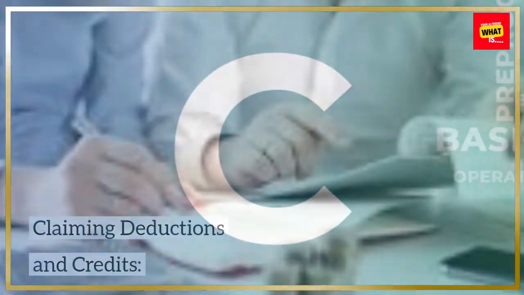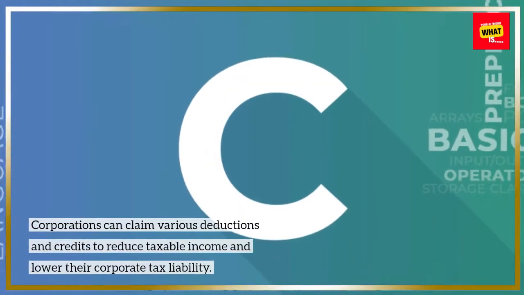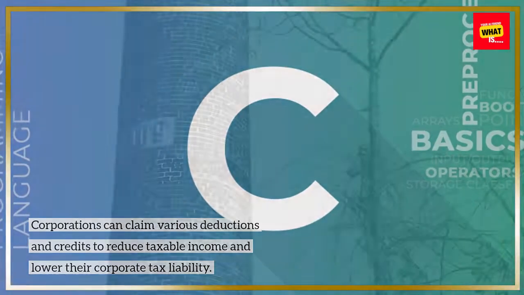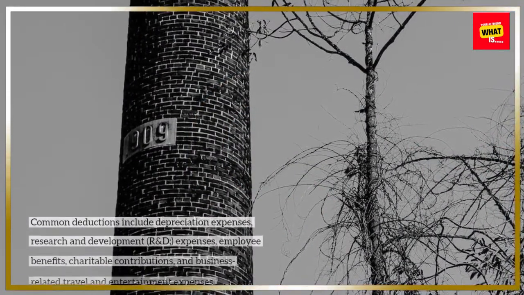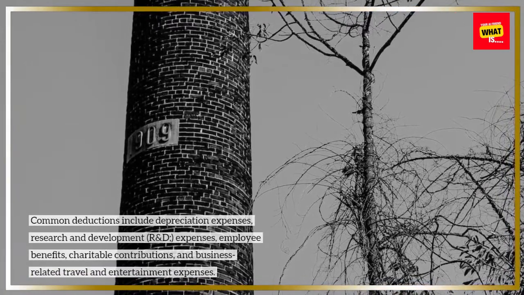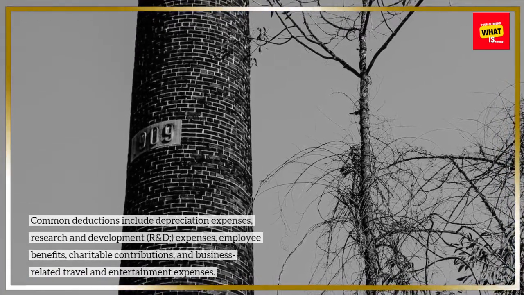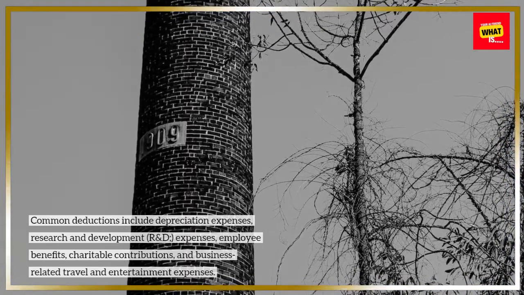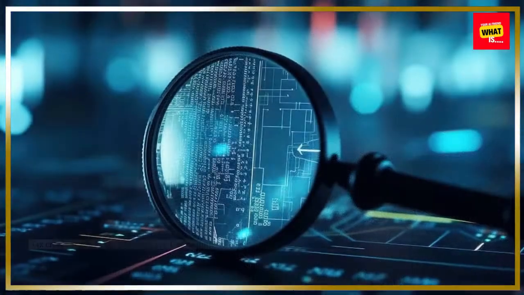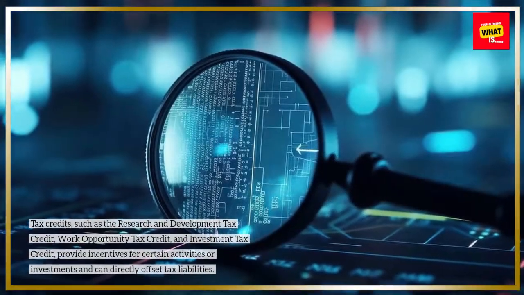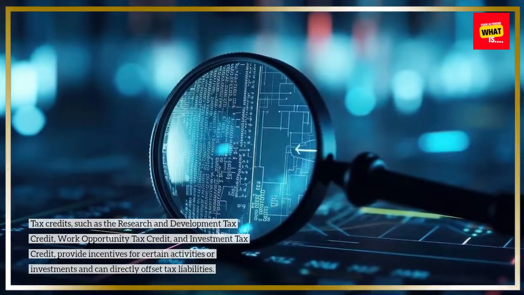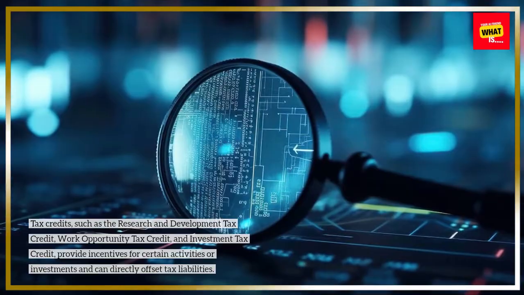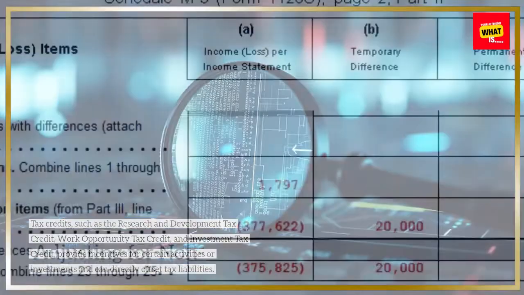Claiming deductions and credits. Corporations can claim various deductions and credits to reduce taxable income and lower their corporate tax liability. Common deductions include depreciation expenses, research and development (R&D) expenses, employee benefits, charitable contributions, and business-related travel and entertainment expenses. Tax credits, such as the Research and Development Tax Credit, Work Opportunity Tax Credit, and Investment Tax Credit, provide incentives for certain activities or investments and can directly offset tax liabilities.